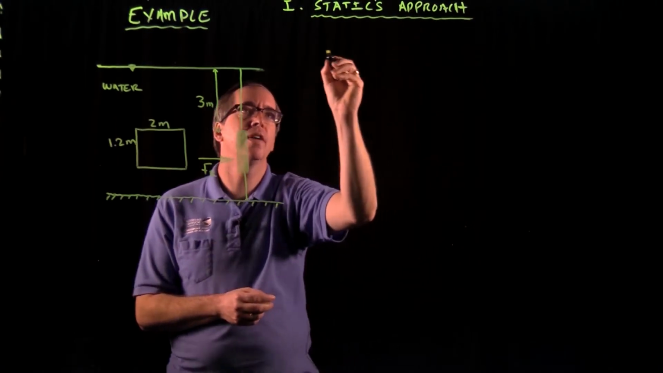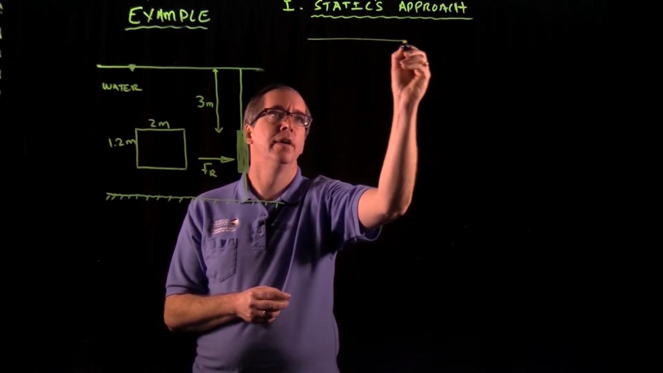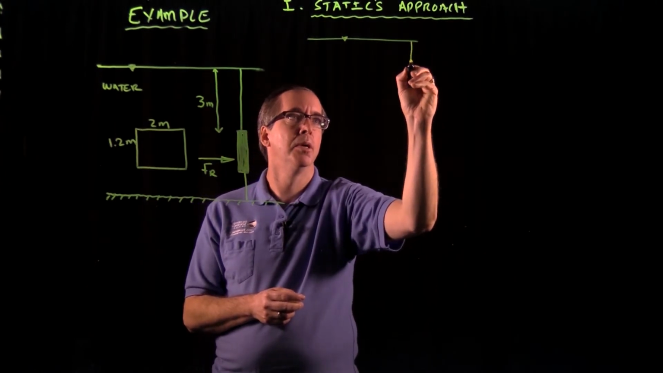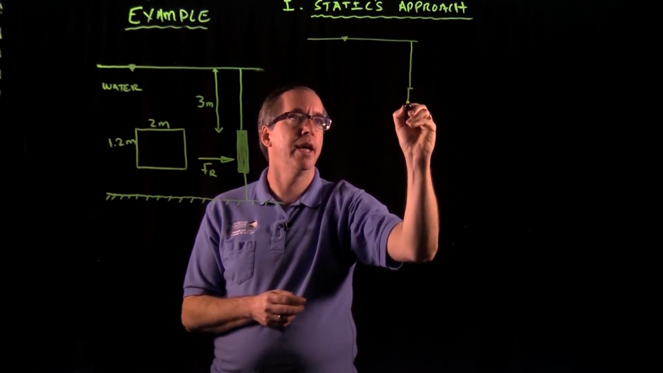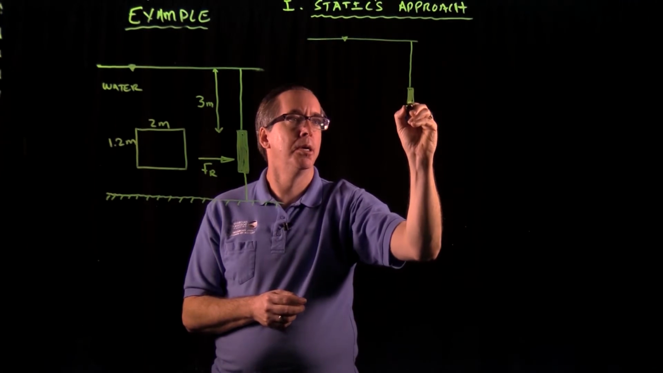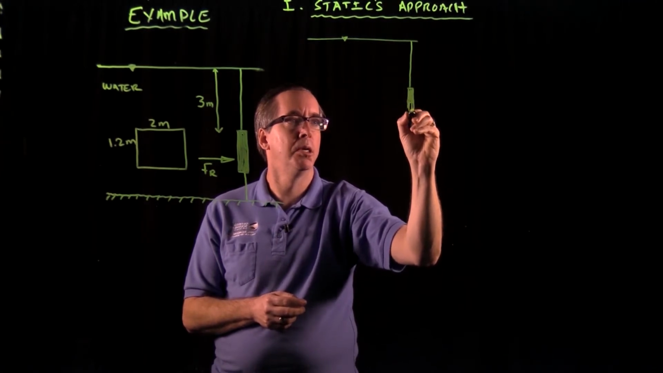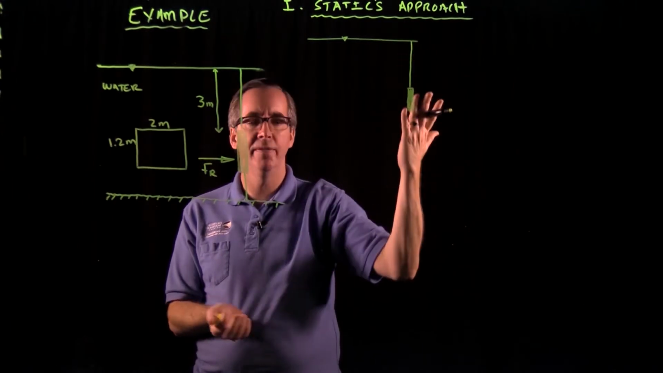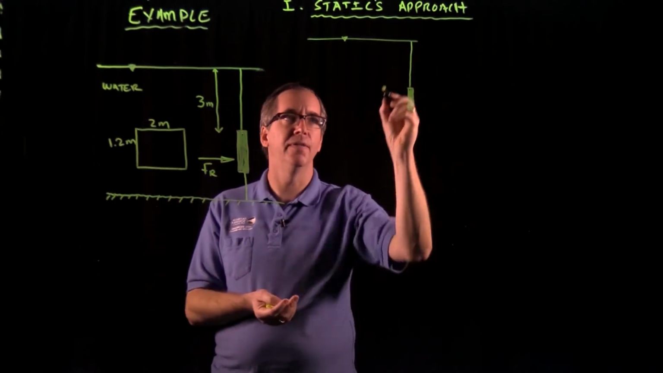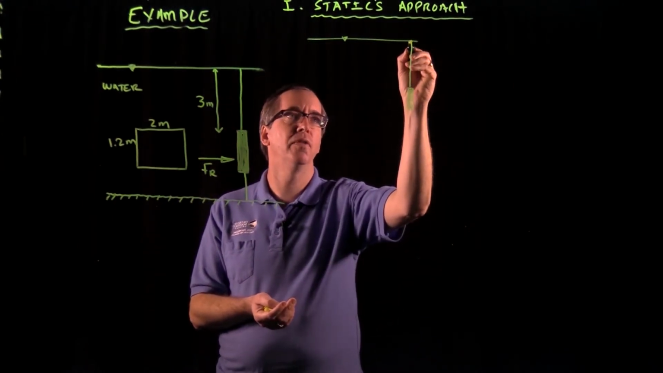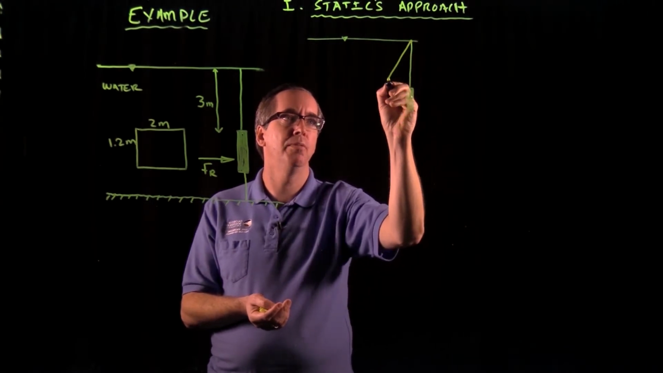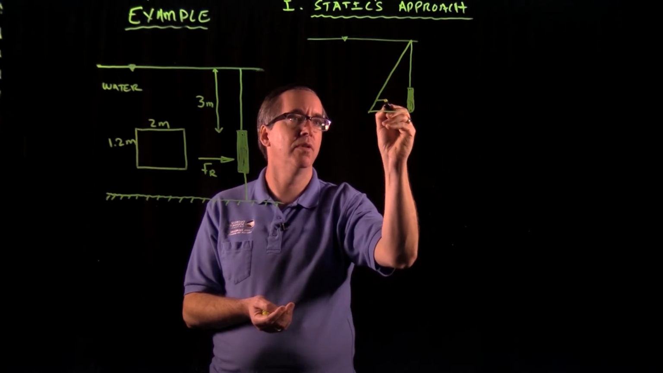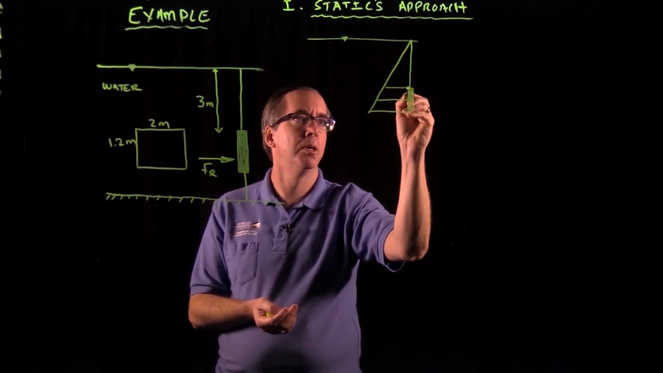With the statics approach, if I redraw this, that's my water surface, and down here I have the gate. Okay, make it a little larger. If we look at the pressure distribution, remember in the previous lesson we learned that pressure is a function of depth. So at the water surface there's no pressure. As we increase depth, we increase pressure. And so the distribution looks something like this.